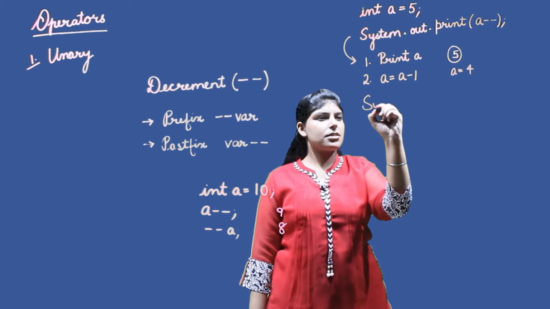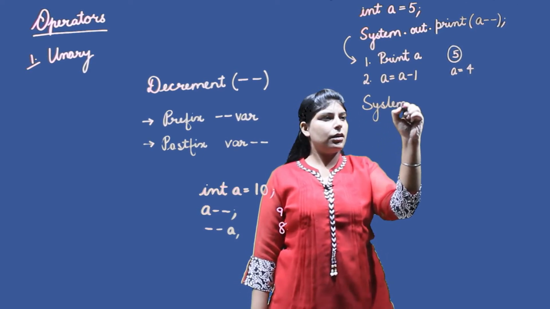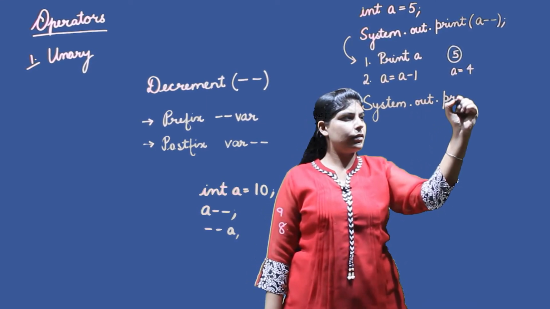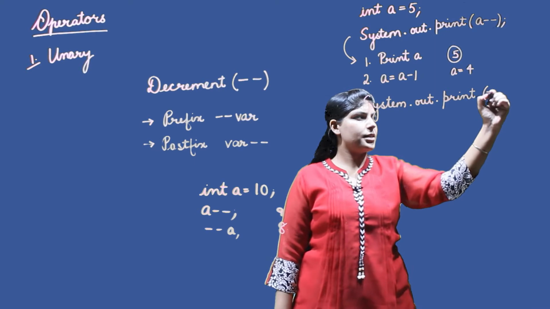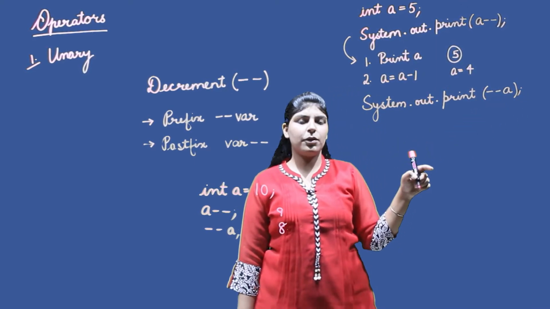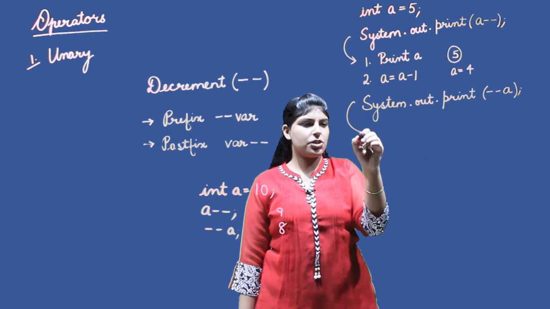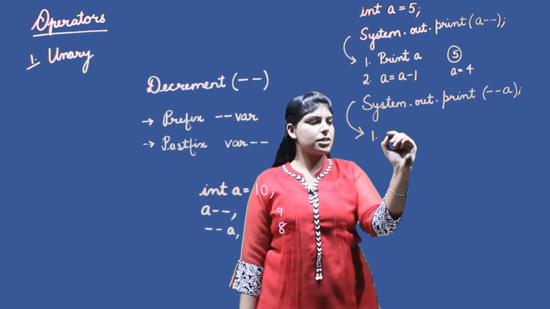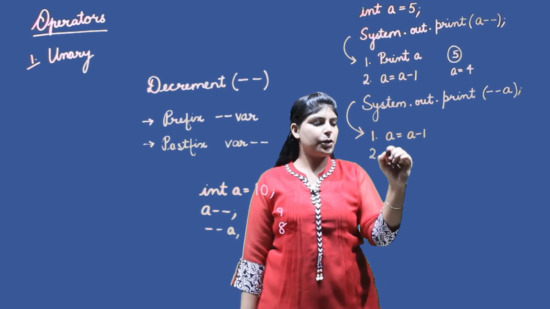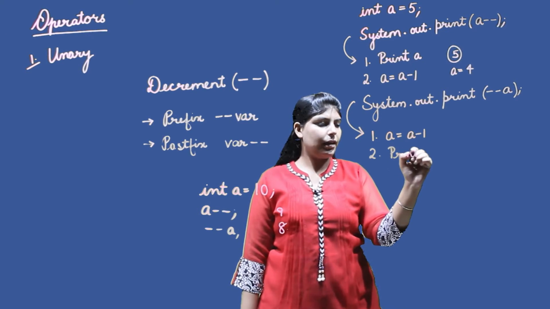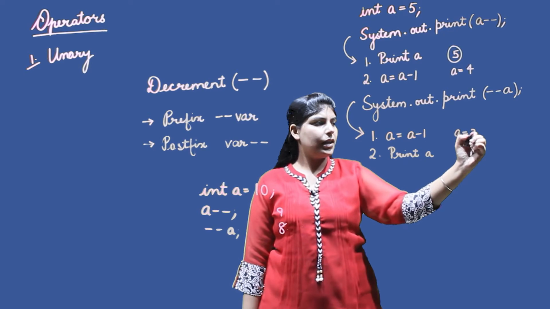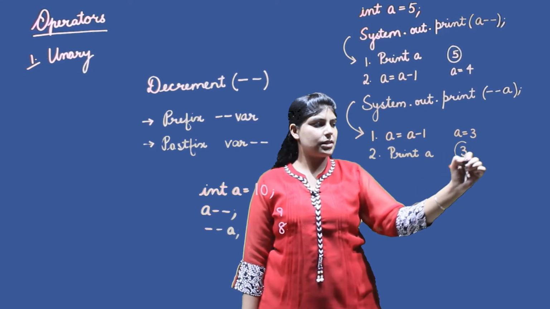Now if I write System.out.print minus minus A, so this is prefix notation. So first I will have to decrement value of A and then I can do the other operation. So if I break it down, the first step will be A is equals to A minus 1 and the second step will be to print value of A. So A is 4. If I again decrement it, it will become 3. Now I will print 3 on the screen.